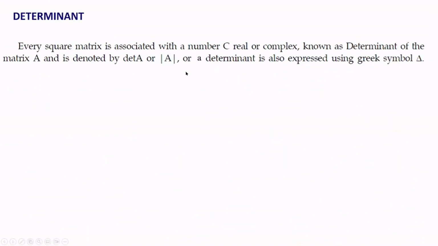Now we have the next topic in algebra, which is determinant. Now we will see the definition of determinant. Every square matrix is associated with a number C, which is a real number or a complex number. It is called determinant of matrix A, and it is denoted by det A or with this symbol, determinant of A, or sometimes it is expressed as this Greek symbol delta, which also means the value of determinant.